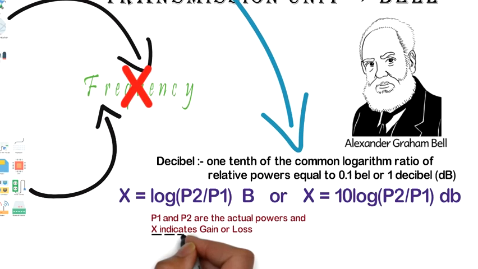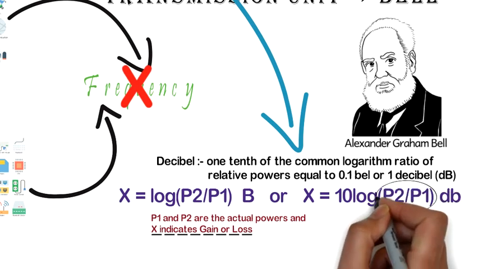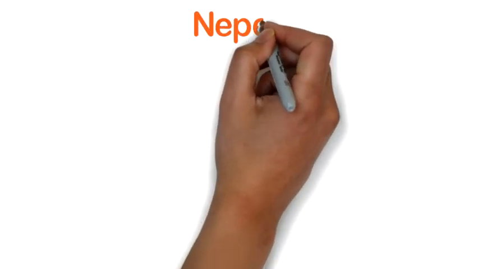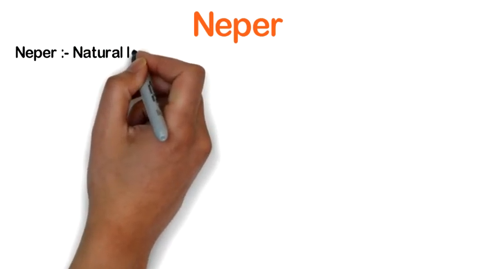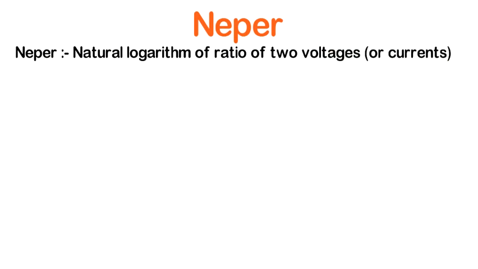So the decibel or bell is a unit to calculate gain or loss of a system, and for that we need to divide powers, that is the output power divided by the input power. Secondly, we have a unit which is known as Napier. Let's try to define Napier. Napier is a natural logarithm of ratio of two voltages or currents.